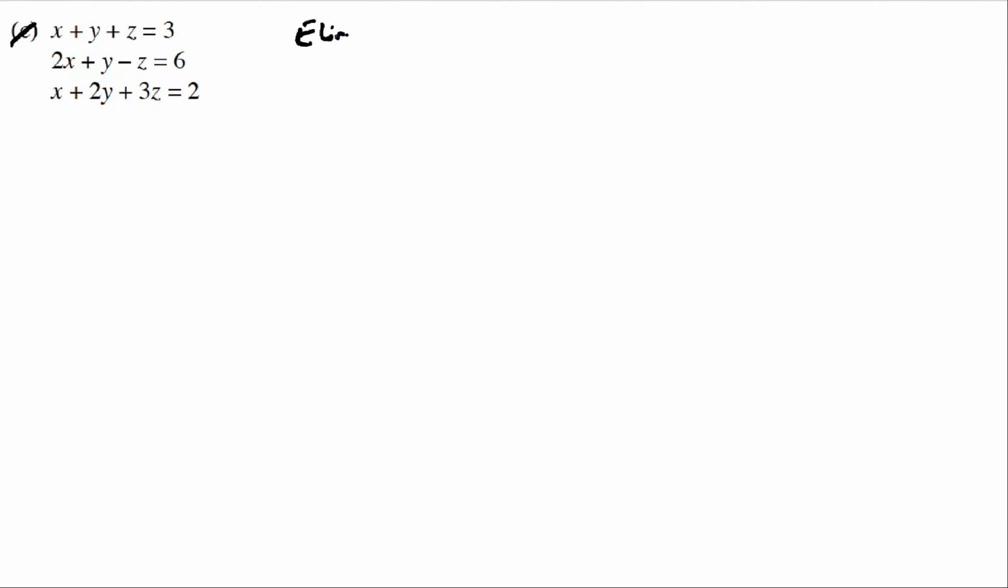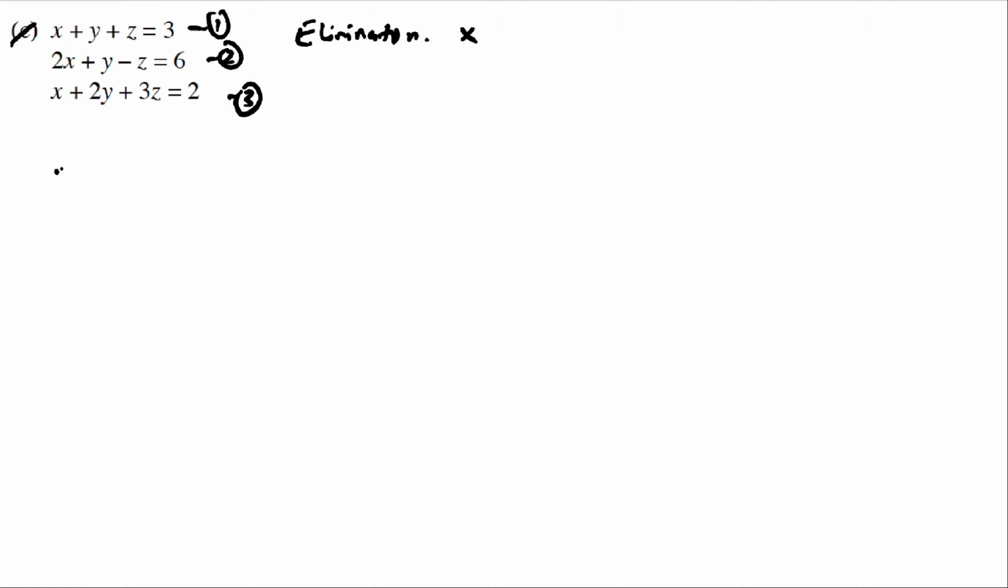See, elimination. Okay, you can eliminate any number, so you can see that there's no unknown with the same coefficient, so you can eliminate any. So I want to eliminate x first. Okay, eliminate x. 1, 2, 3.